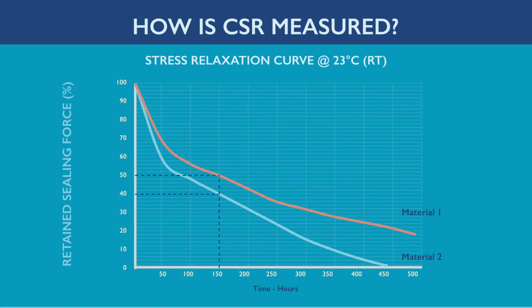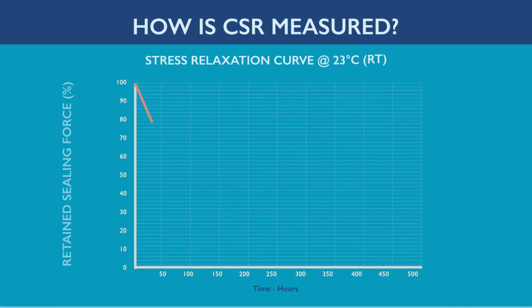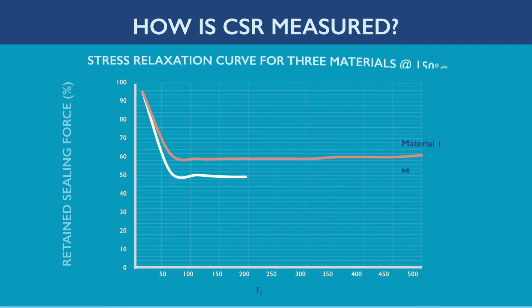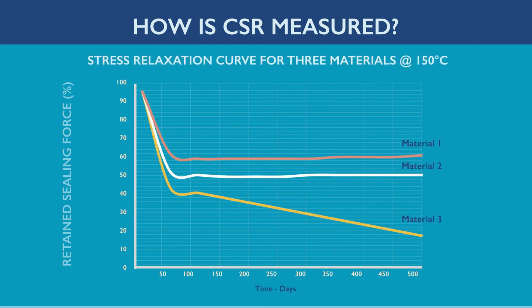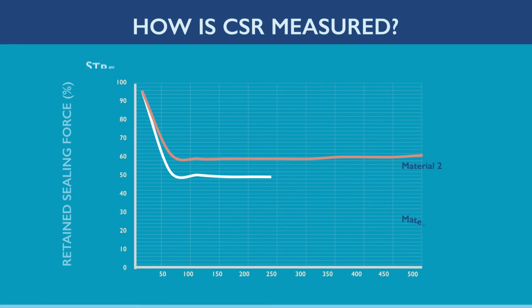Different applications will require a different minimum retained sealing force, dependent on the seal geometry and the pressure and temperature cycling of the application. In this example, the sealing force has leveled off for materials 1 and 2, demonstrating that they continue to retain their remaining sealing force beyond 70 days, with little or no further relaxation. Material 3 has continued to decline over time and would not be suitable for long-term use.